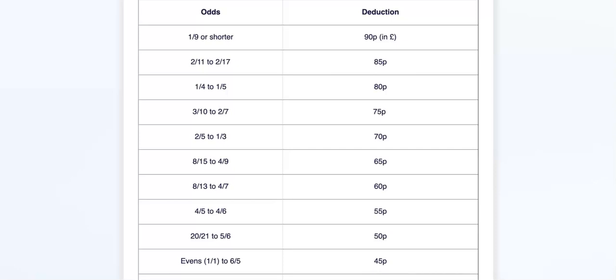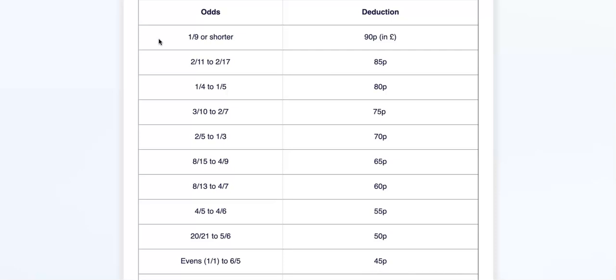But one thing you need to remember with Rule 4s is that it is just expressed as the number of pence in the pound based on your level of stake. So the shorter the price of the withdrawn runner leaving the market, the higher the amount of pence in the pound, and therefore the bigger the Rule 4, which we can see here on the table. So a 1 to 9 horse leaving the market, or even shorter than that in the betting, would incur a 90p in the pound Rule 4, which is obviously the maximum you can have.